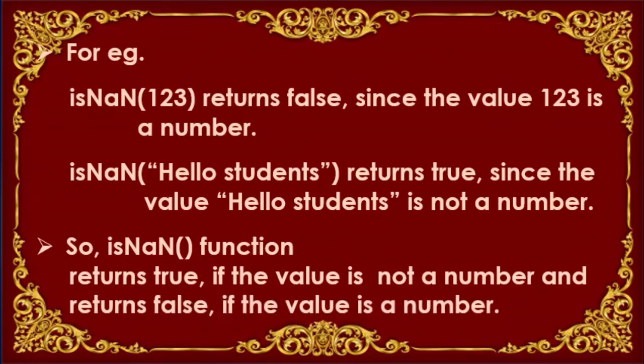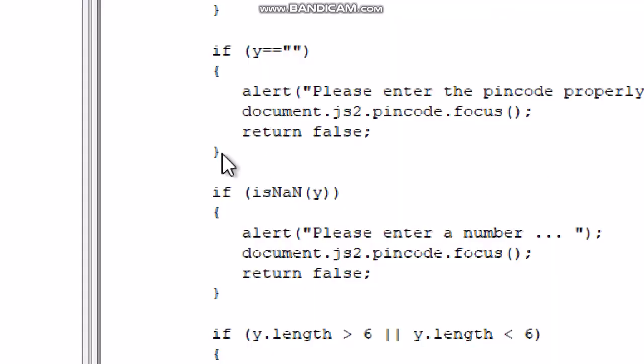For example, isNaN(123) returns false since the value 123 is a number. isNaN("hello students") returns true since the value hello students is not a number. So, the isNaN function returns true if the value is not a number and returns false if the value is a number. This if condition checks whether the value of y, that is the value of the pin code field, is not a number.